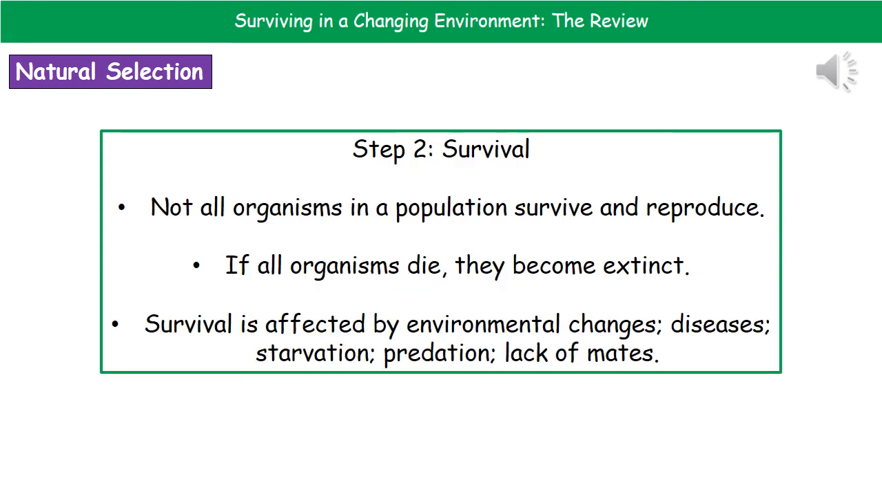The second step goes somewhat to explaining why, and that's all to do with survival. In that population, not all of the organisms will be able to survive and therefore reproduce. Now, if all of the organisms of a particular population die, then they will become extinct. Survival will be affected by a variety of different things. It could be affected by changes to the environment, diseases, starvation, predation, a lack of mates being available so they can't reproduce. Any of those would affect the organism's ability to survive and therefore to reproduce.